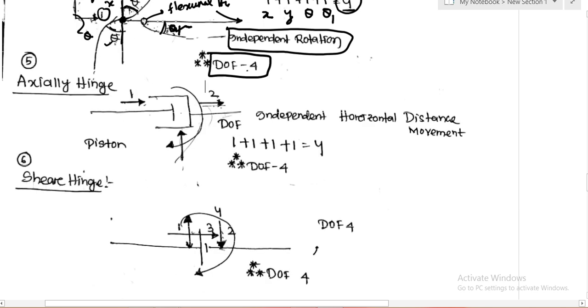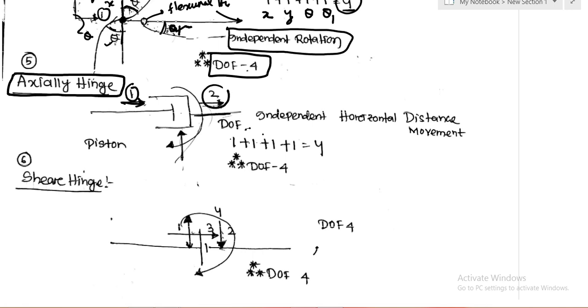Similarly, take case number 5, if there is an axial hinge present. Axial hinge present means this member can move independently in the x direction, this member can also move independently in the y direction, but because of the axial hinge, the axial force cannot be transferred. Take the example of a piston: one part is moving, another part is moving, they are not interconnected, they will move independently.